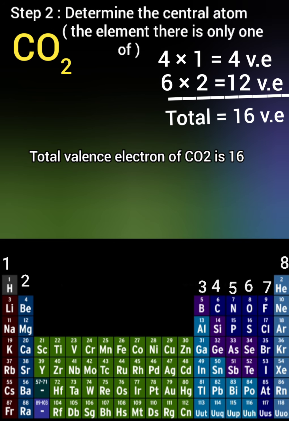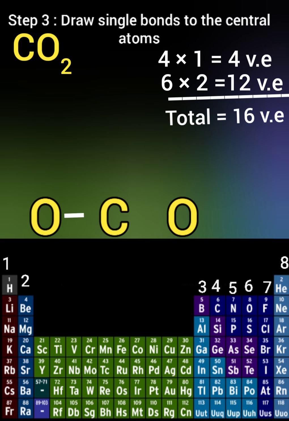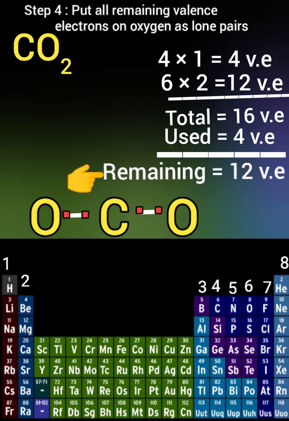Step 2. Determine the central atom. The central atom is the element that there is only one of. Here carbon is the central atom. Step 3. Draw single bonds to the central atom. Step 4. Put all remaining valence electrons on the atoms as lone pairs. The total valence electrons of the carbon dioxide molecule is 16. We have used 4 valence electrons on the 2 single bonds. The remaining 12 valence electrons are here. We put all the remaining 12 valence electrons on the oxygen atoms as lone pairs.